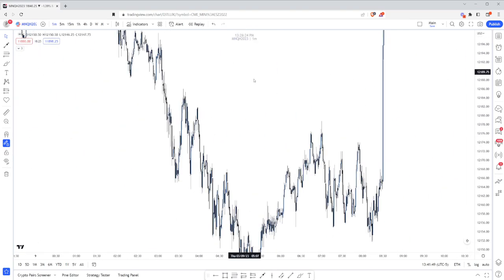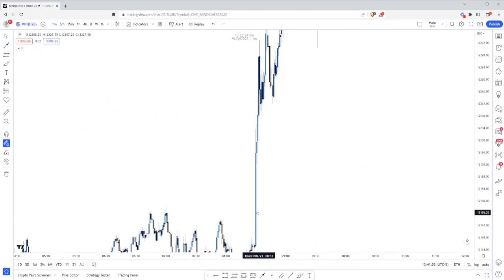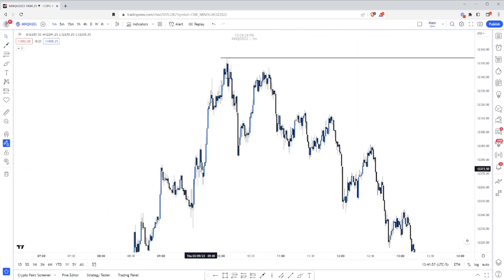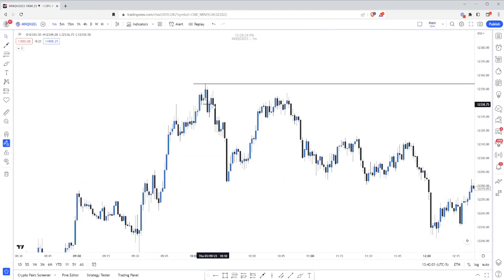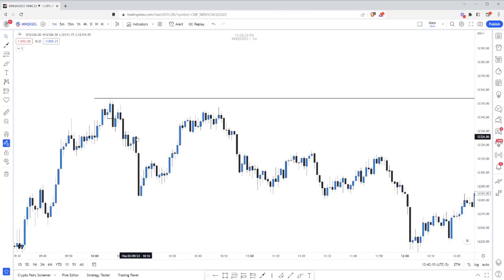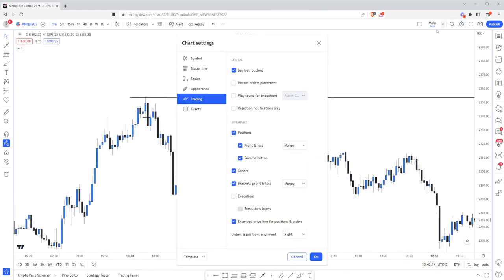Oh, wait, no, I'm way early. I was like, this doesn't look familiar. I think it was somewhere up in this region. Yeah, I think I shorted. It was right in one of these areas, or I know it was somewhere around here. I don't know why the executions aren't showing, because I have them marked to show.